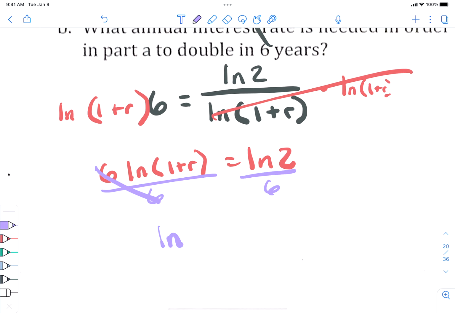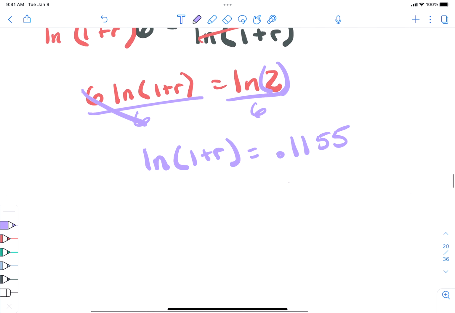So we've got ln of 1 plus R, and then can you get a number from ln of 2 divided by 6? Yes. If you're going to type this into your calculator, make sure, if you don't put it as a fraction, you close the parentheses after the 2. 0.1155. Okay, great. All right, now what? We have an ln and we're wanting to get rid of it.